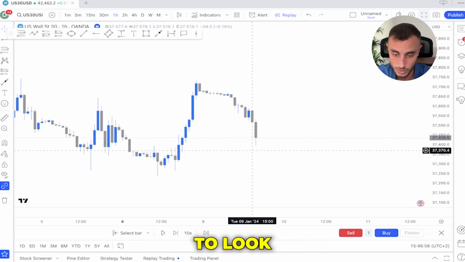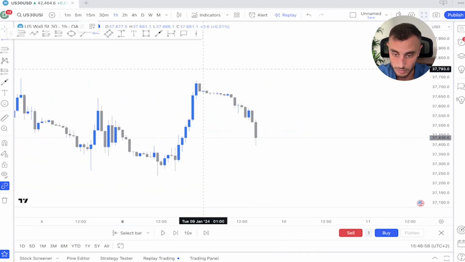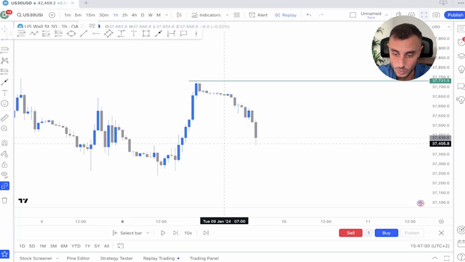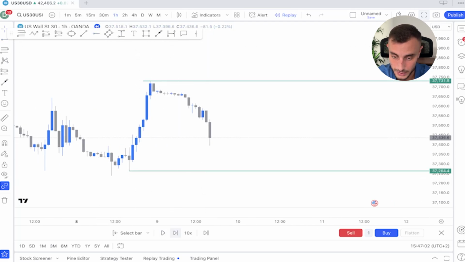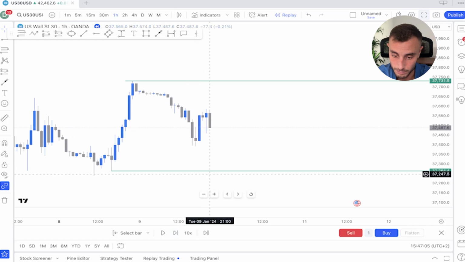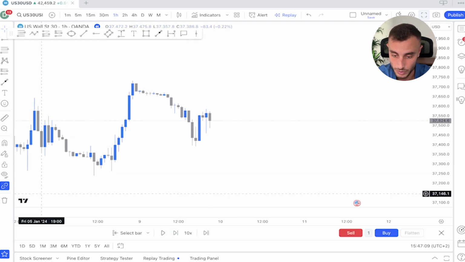And now we need to look for the liquidity levels. We have a liquidity level here as well as here. Let's play the price. No liquidity level has been swept. Now we can move on to the next day.